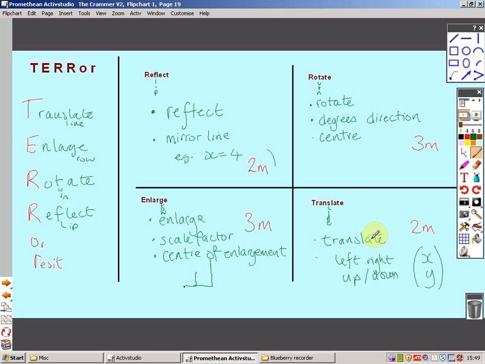Translate, that's just a simple slide. How far across you go, how far up you go. So you must write the word translate. If you write slide, you won't get the mark. X and Y must be as a column vector, not as 2 coordinates side by side. When it's a movement, it's vertical. X is how far you move in the X direction. Y is how far you move in the Y direction. If you're going that way, it's positive X. If you're moving that way, it's negative X. And likewise, if you're going up, it would be positive Y. If you're going down, it would be negative Y. Really important terror. Make sure you know it.